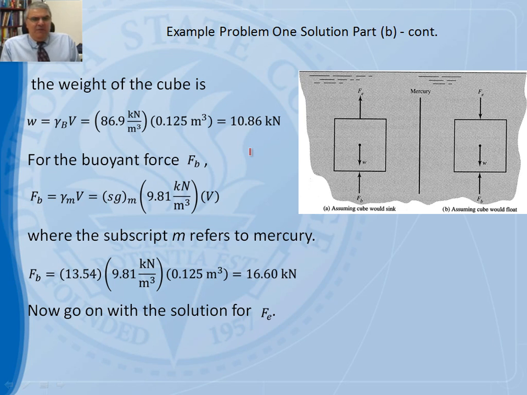Let's calculate the weight of the cube. First, 86.9, that's the SG of brass. Then this is the volume, 0.125 cubic meter. We already calculated that, and that will be W, 10.86. The weight of the object, unless we change the material, remains constant, whether you submerge it in water, mercury, what have you. Okay? So don't get confused.